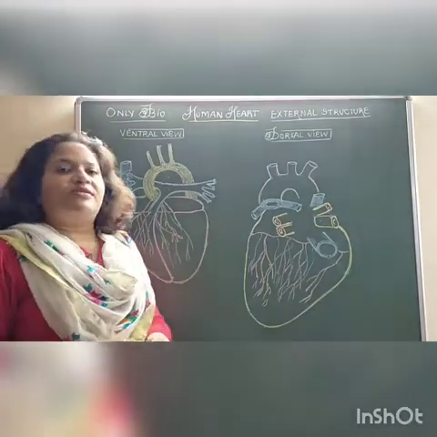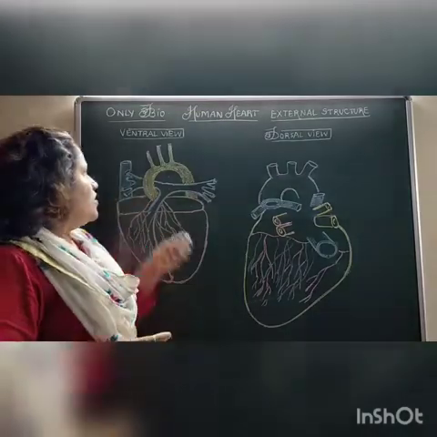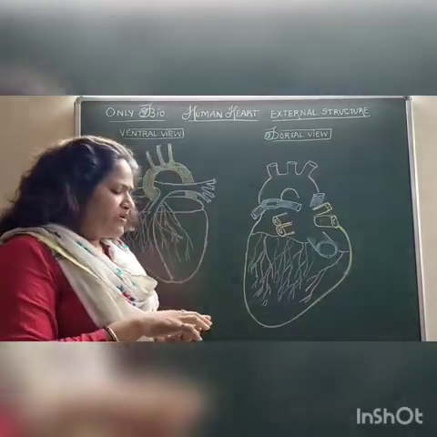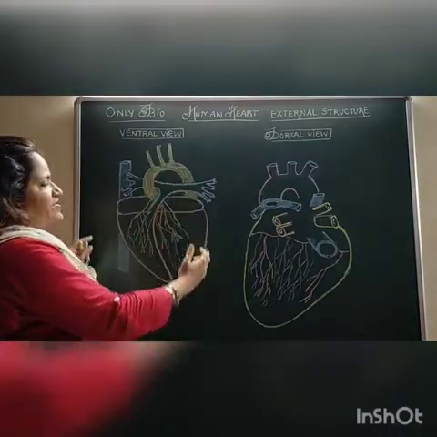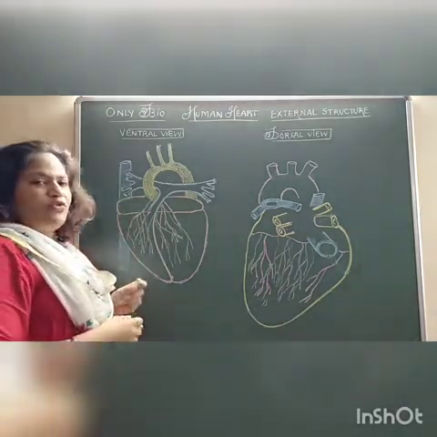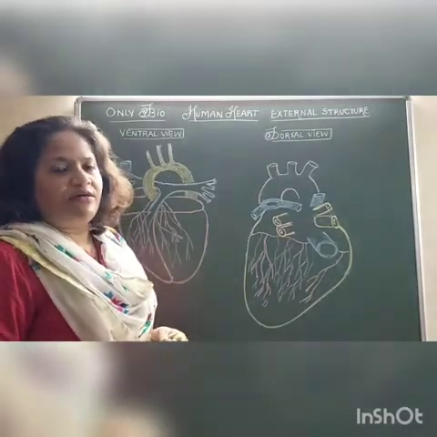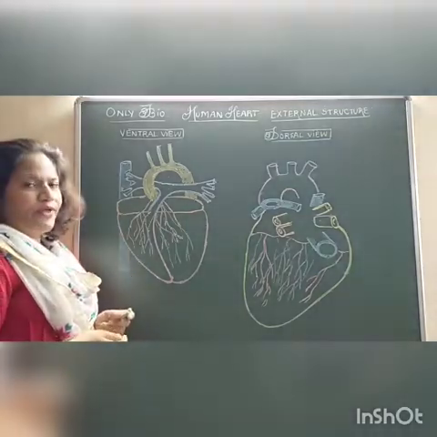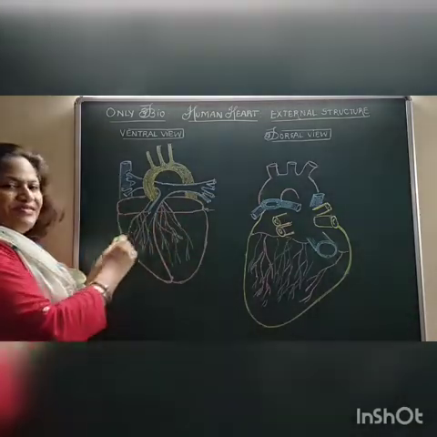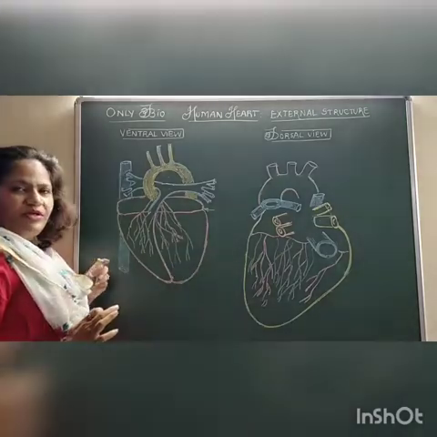Today in the external structure, we would be understanding it in two different views: the ventral view and the dorsal view of the heart. To start, we first look at the ventral view. The pericardium and the wall of the heart we have already covered in the earlier video. Right now, coming to the point directly, we can clearly see a small depressed area wherein the auricles are separated from the ventricles.